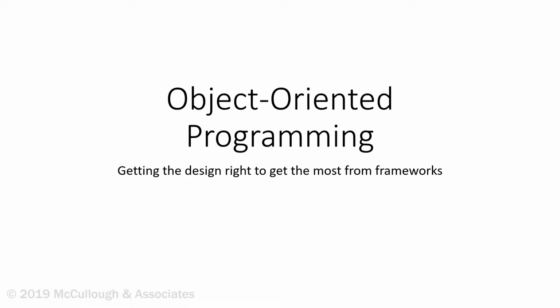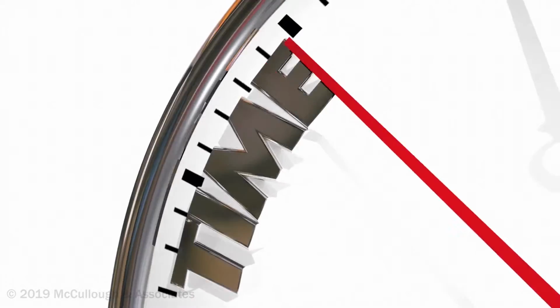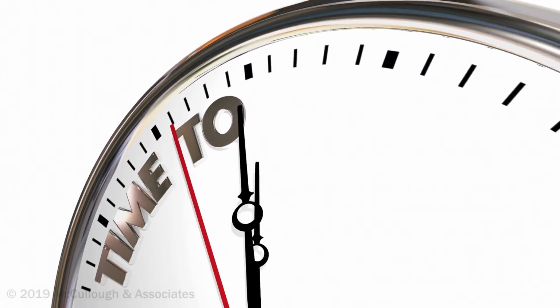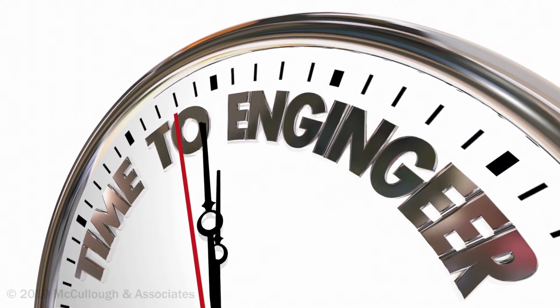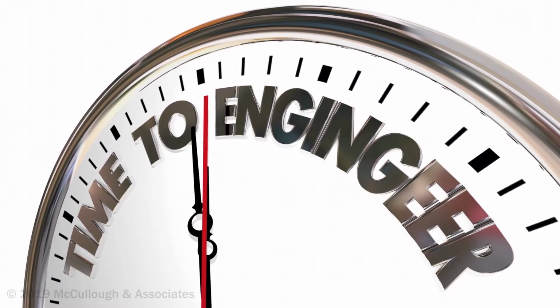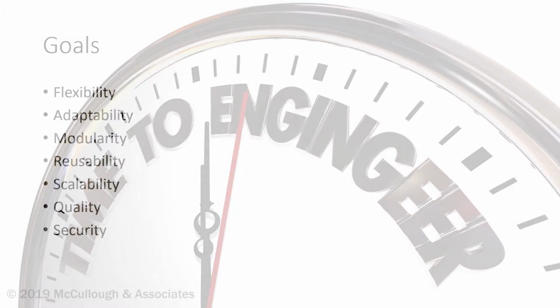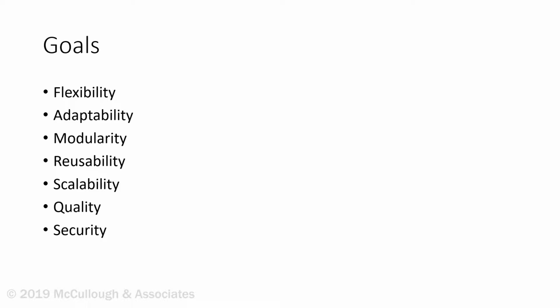Welcome to our first installment for object-oriented programming: getting the design right to get the most out of frameworks. To some extent or another, every object-oriented design should try to achieve flexibility, adaptability, modularity, reusability, scalability, quality, and security.